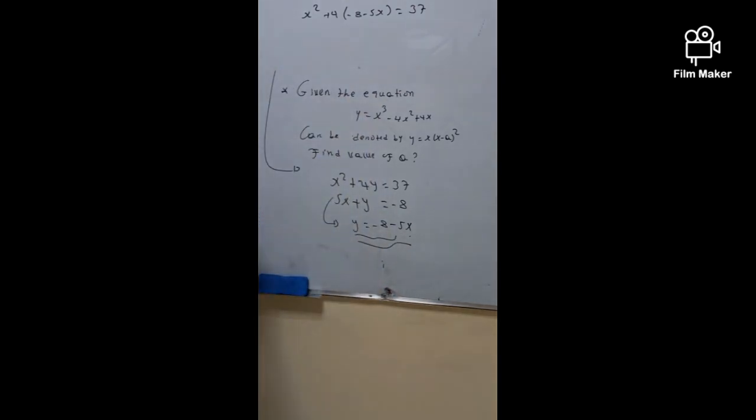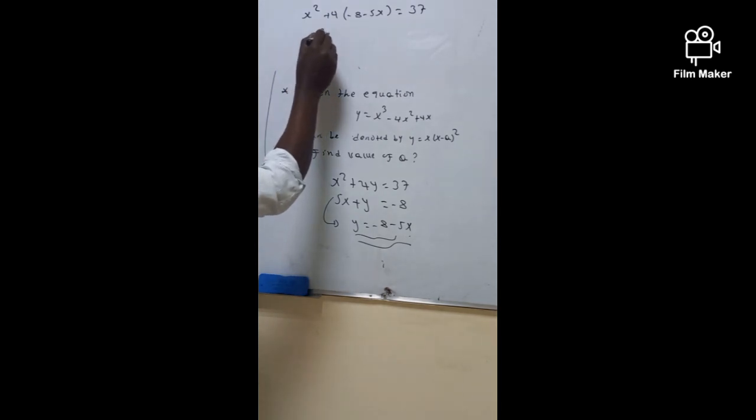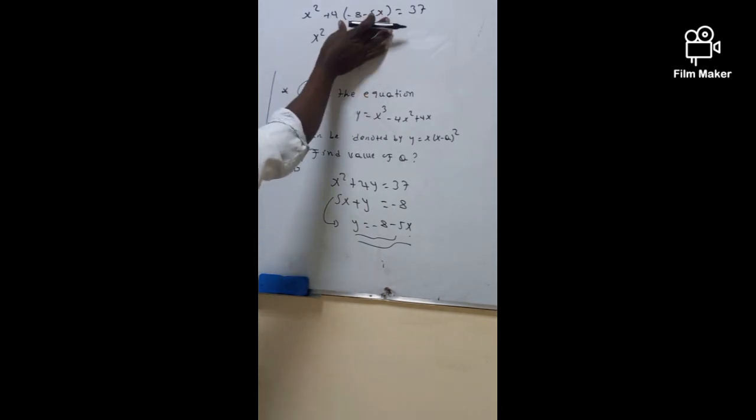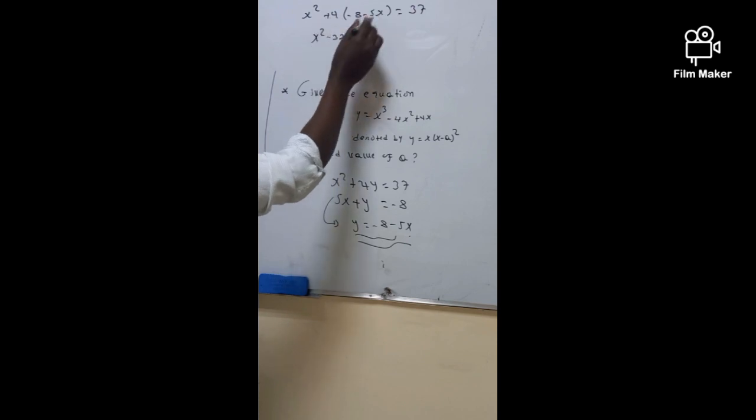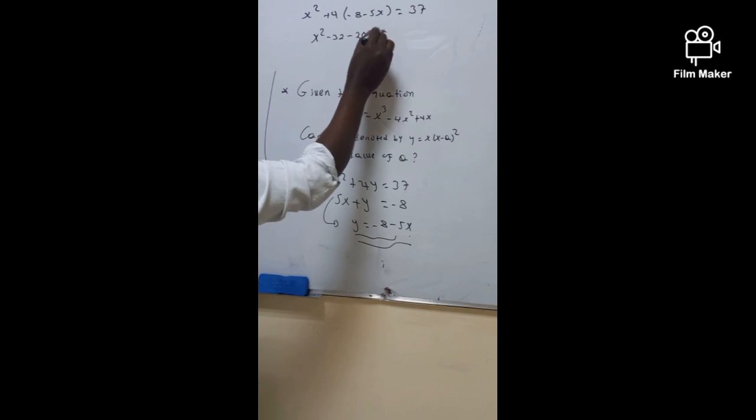I have done it that way. So x squared plus, let's multiply both sides. The value in the bracket is 4. So this times this will be minus 32. This times 4 times minus 5x will be minus 20x, and which is 37.